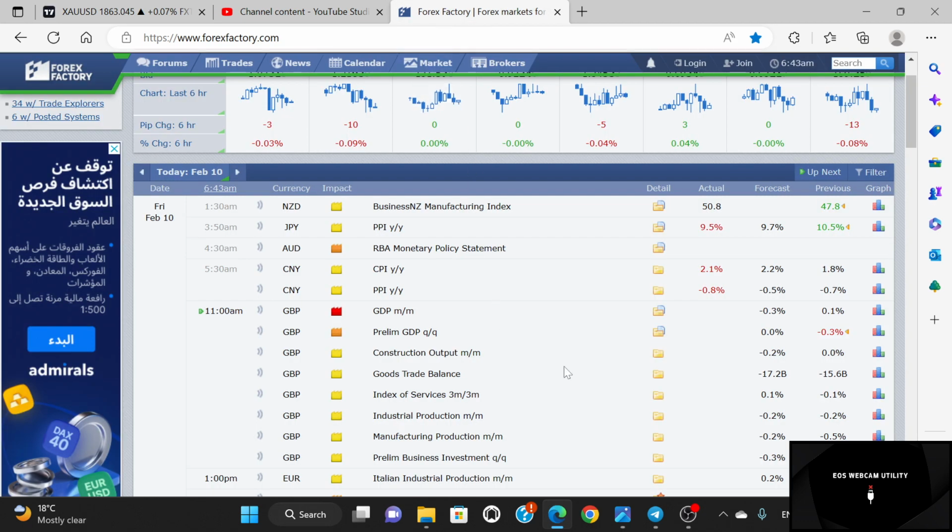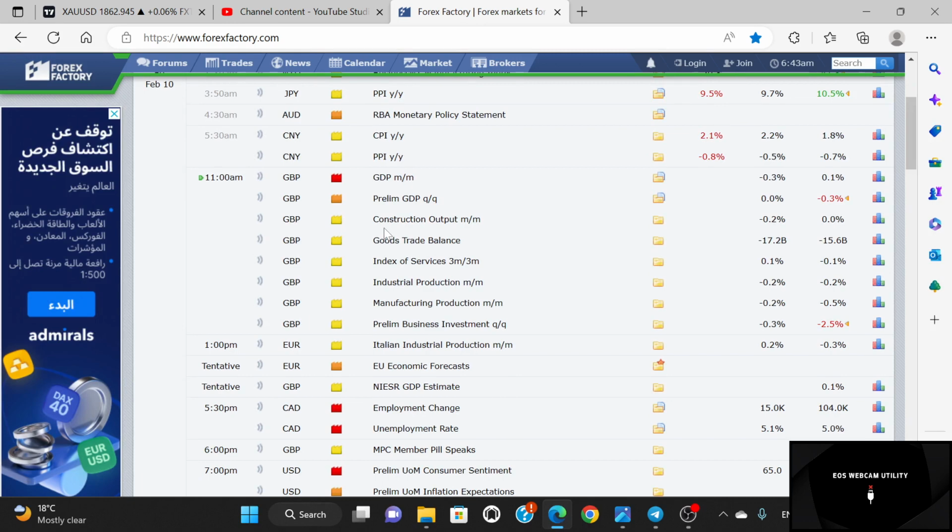For the fundamental analysis, today we have the GDP data from the sterling pound. That will happen at 11 o'clock, and that could move the market a lot because these currencies affect the index of the dollar, and this GDP data is very strong data.